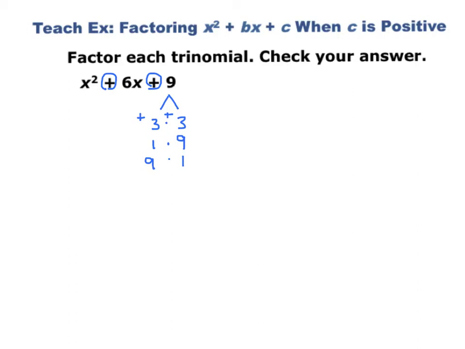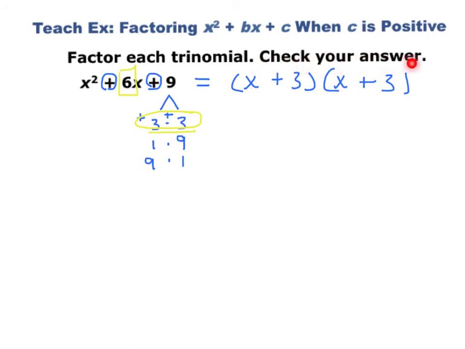Now, which one of these are going to give me this term right here? I want a 6. Okay, so which one are going to give me 6? Well, look here. 3 plus 3 is 6. So that tells me that this is my factor combination that's going to work. So I'm going to come over here and I'm going to say that that is equal to x plus 3 and x plus 3. Now, don't stop right there. Notice what I said here.